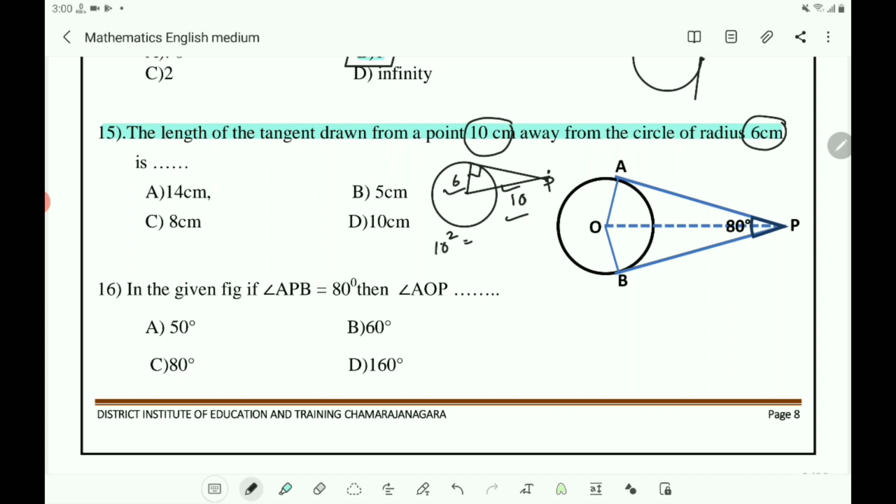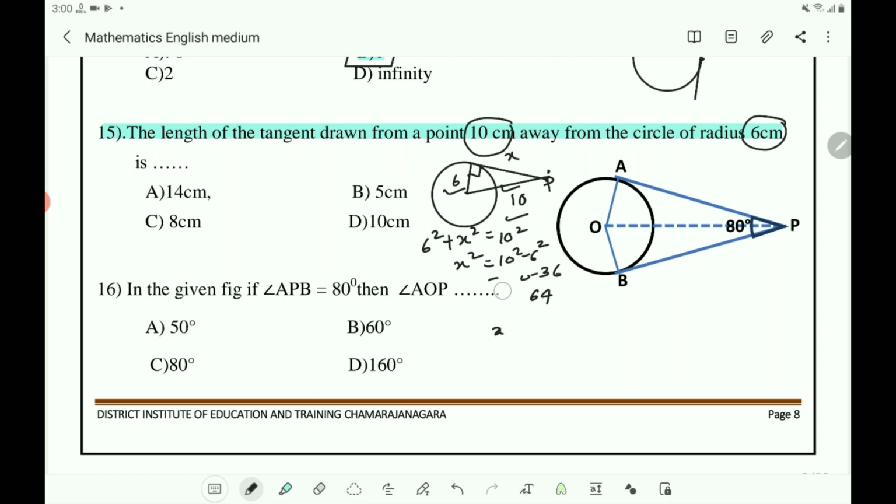10 square equals, you take this is x, 6 square plus x square. Or otherwise you write 6 square plus x square equals 10 square. Then x square equals 10 square minus 6 square. 100 minus 36 is 64 you will get. x square equals 64. x equals root 64, which is equal to 8.